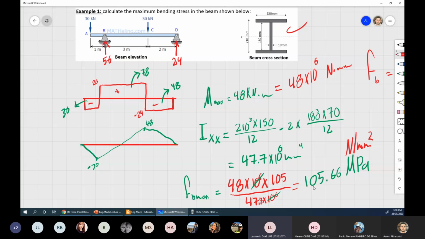Sorry, where did you get this 105? That 105 there is simply 210 divided by 2. Do you remember we agreed on the C value, half the depth of the beam, that's C. The formula here is F equals M multiplied by C on I. C is half of the depth. If the depth is 210, divided by 2 would be 105. Oh, yeah, that's right. Thank you.